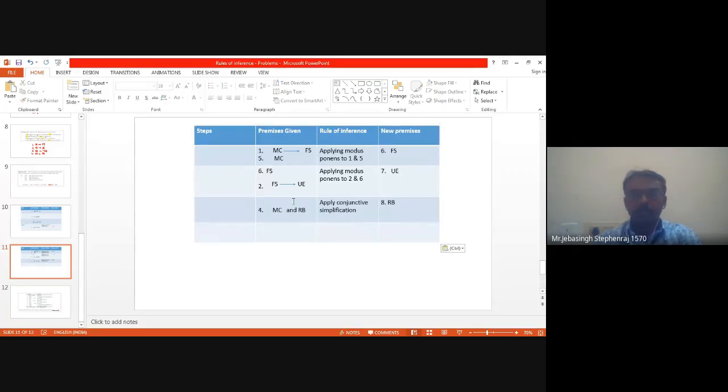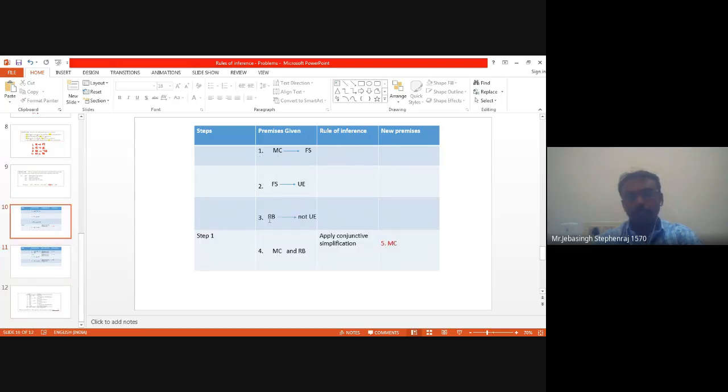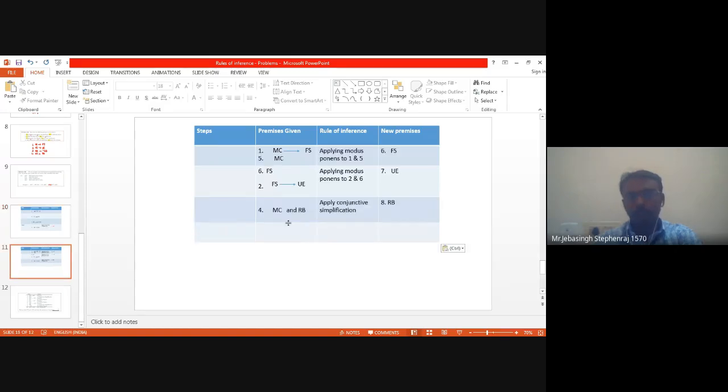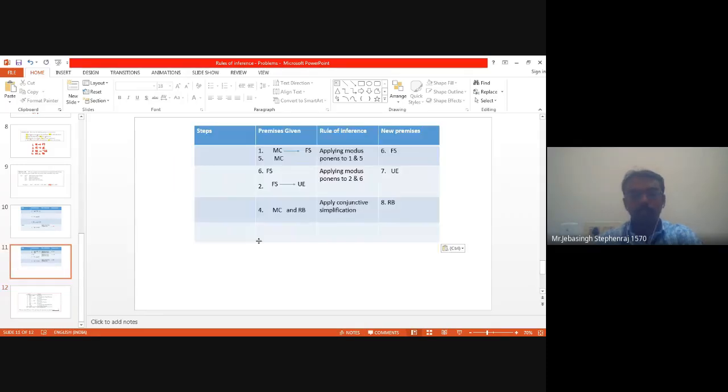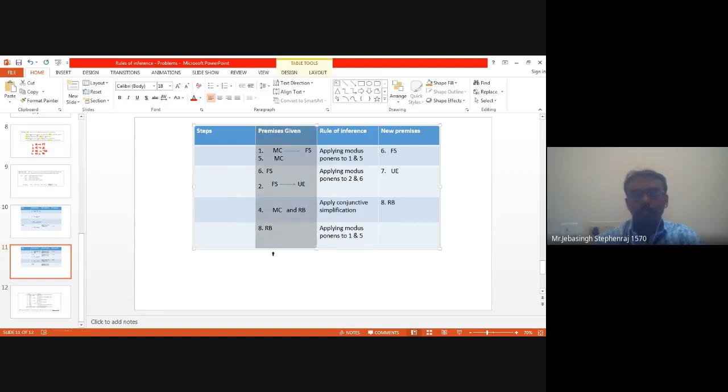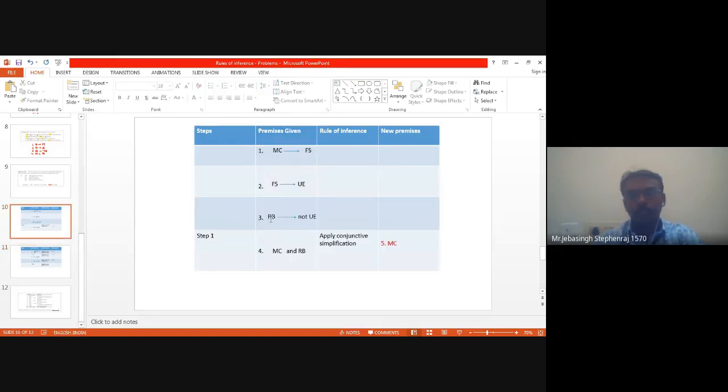Now I am going to combine RB and the third one. If RB, then not UE. Another statement is RB. So I combine them. What is my conclusion? This is modus ponens. I am applying modus ponens to 8. What is 8? 8 is RB, and the next statement is the third statement.